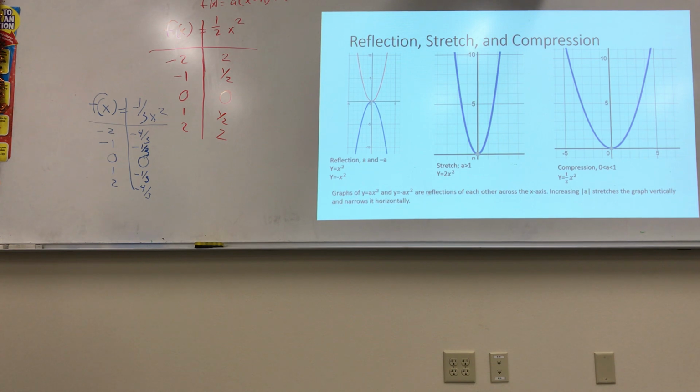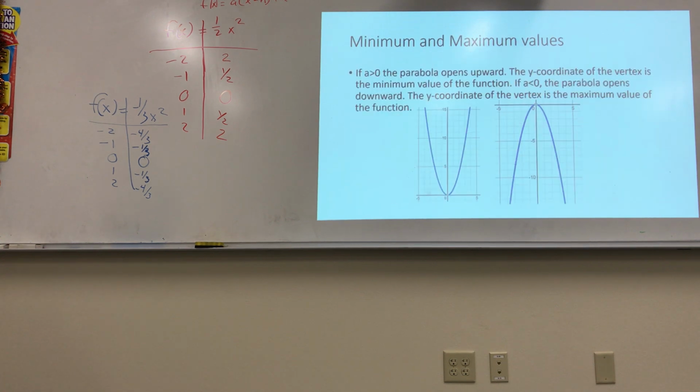Graph of y equals a of x and y equals negative a of x are a reflection of each other across the x-axis. Increasing a stretches the graph vertically and narrows it horizontally. We kind of talked about.